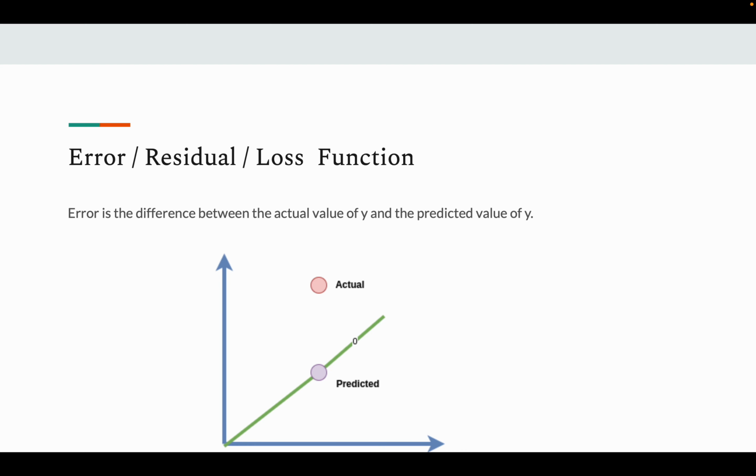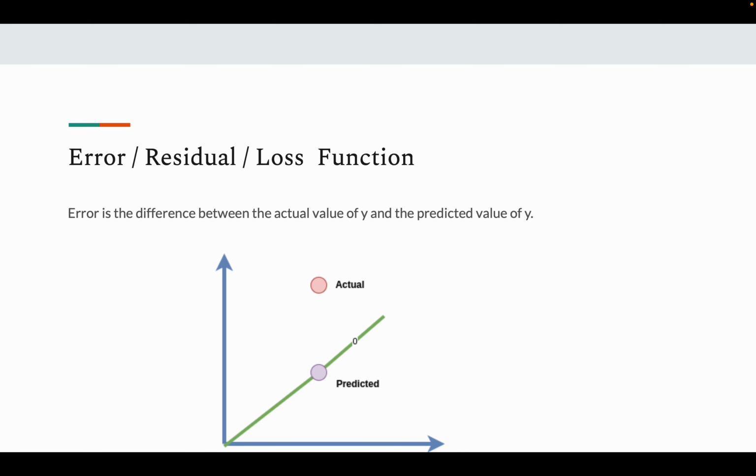So we are continuing our discussion with simple linear regression, and in this video we are going to discuss how we can find a best fit line, or how we can calculate the coefficients using the gradient descent algorithm. So before we discuss the gradient descent algorithm, we need to know a few terms.